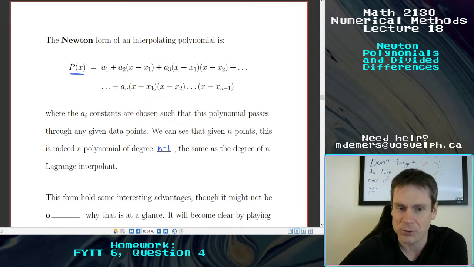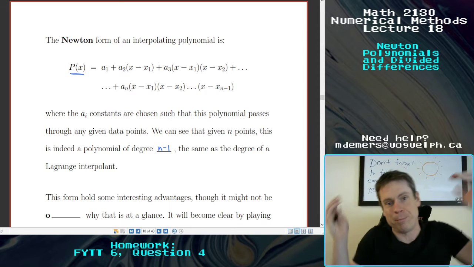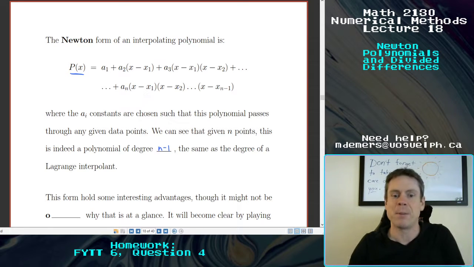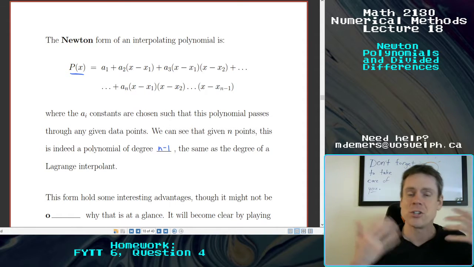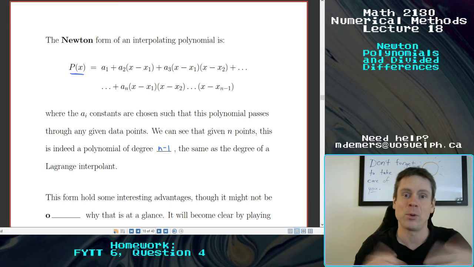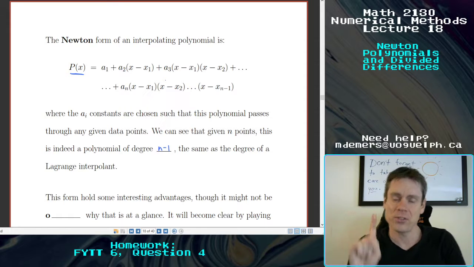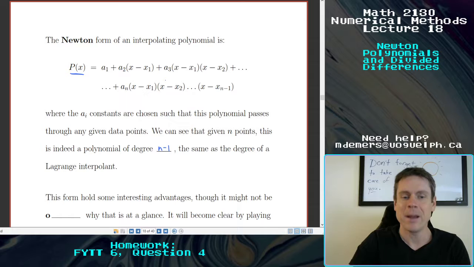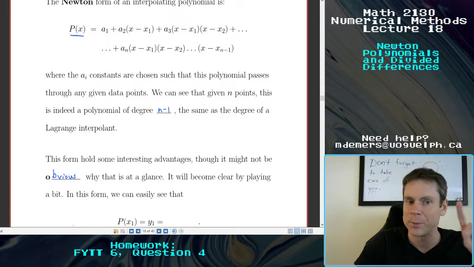If you have x minus the first point, x minus the second point, all the way through to x minus the n minus first point, there are n minus 1 x's there to be multiplied together in that biggest term. So we get a polynomial of degree n minus 1, which is the very same as what we would get with a Lagrange interpolant, right? A Lagrange interpolant would be of degree n minus 1 for a set of n points as well. Okay, this form holds some interesting advantages, but it might just look really complicated at first glance. It might not be very obvious why this is, but it'll become clear when we play with this form a little bit, okay?